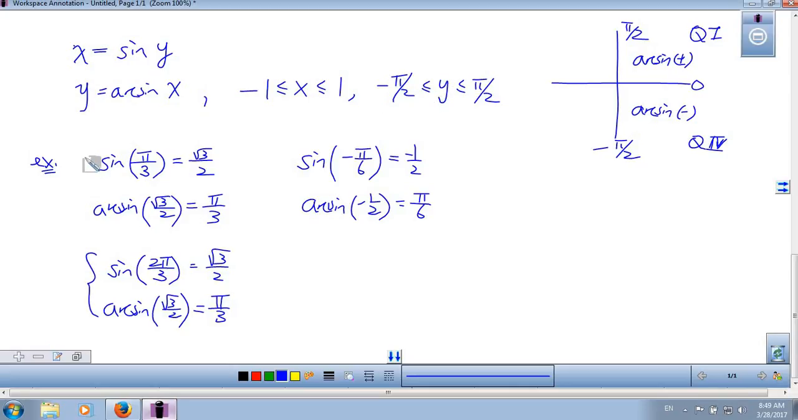So this is a very important thing. Even though sine 2 pi over 3 is square root of 3 over 2, arcsine of square root of 3 over 2 is not going to be equal to 2 pi over 3. When you do arcsine of any value, the angle we return will only be in quadrant 1 or quadrant 4. You will never return any angle in quadrant 2 or quadrant 3. So that's something you have to pay attention to.